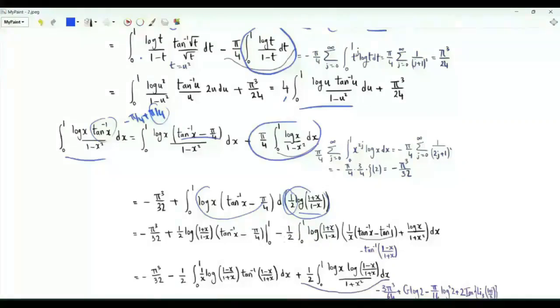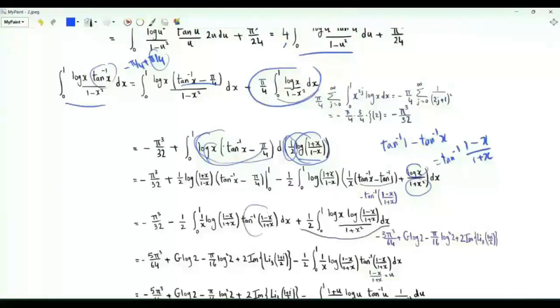When we do integration by parts, we also get minus 1/2 integral x from 0 to 1 log 1 plus x over 1 minus x multiplied by the derivative of this function of x. The derivative of the product is log x over 1 plus x squared plus the inverse tangent of x minus pi over 4 over x. Pi over 4 is the inverse tangent of 1 minus the inverse tangent of x. This is the inverse tangent of 1 minus x over 1 plus x.